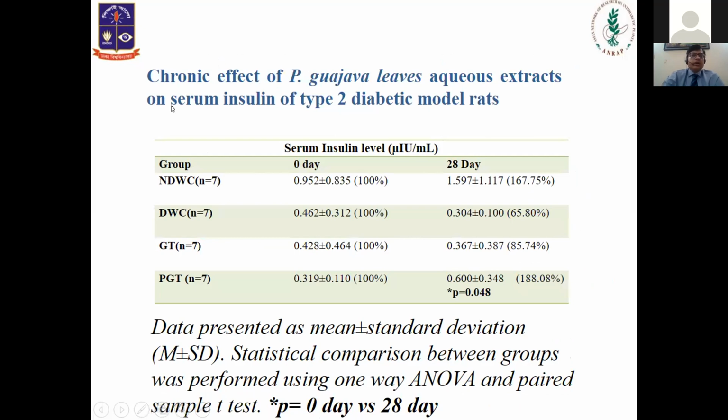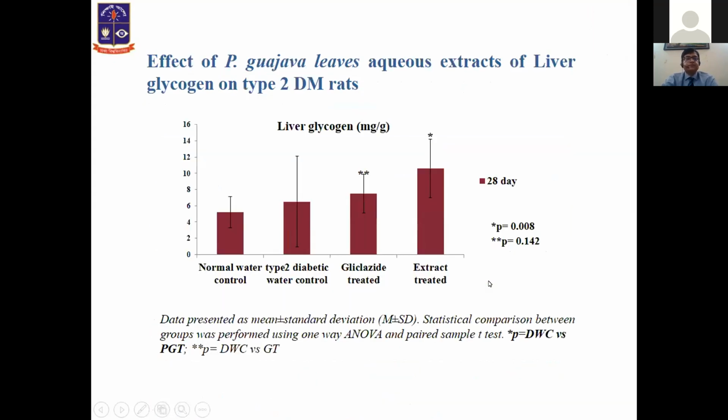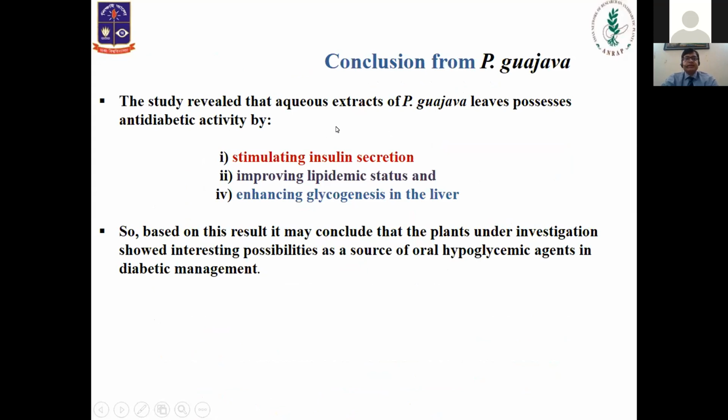And the chronic effect on serum insulin in the type 2 diabetic model rat, and we see that this extract again showed very significant results after 28 days. And liver glycogen level, this extract increased liver glycogen compared to other groups. So from this study, we can conclude that Psidium guajava leaves possess anti-diabetic activity by stimulating insulin secretion, improving lipidemic status, and enhancing glycogenesis in the liver.